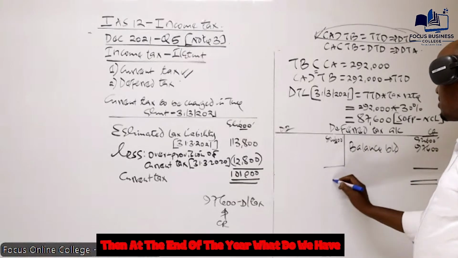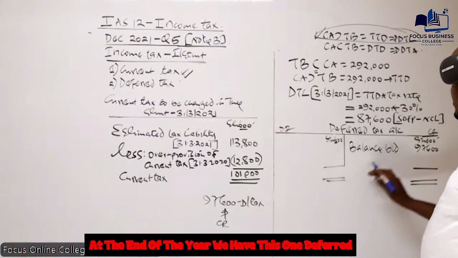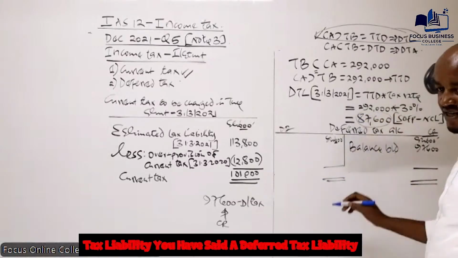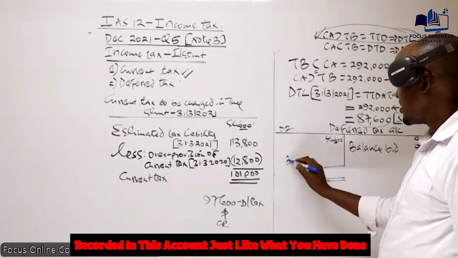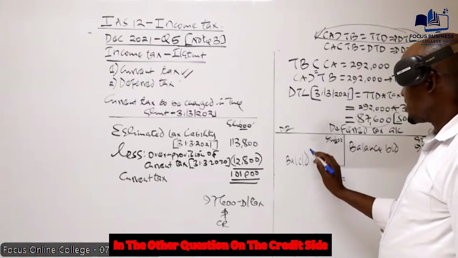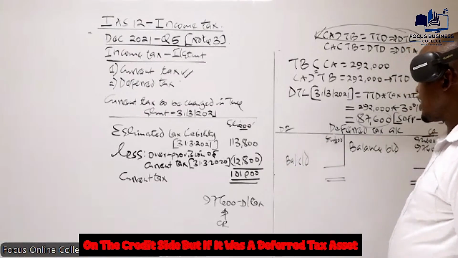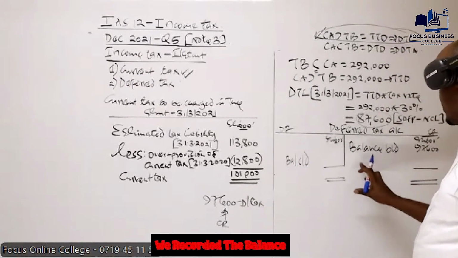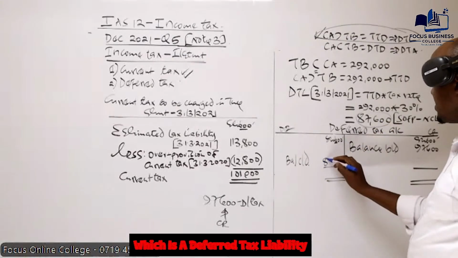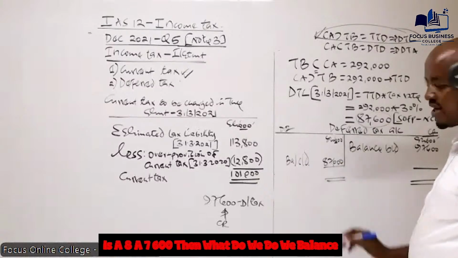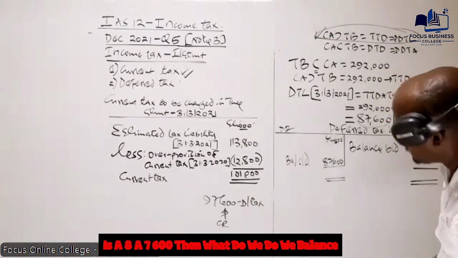Then at the end of the year, what do we have? We have the deferred tax liability. A deferred tax liability should be recorded in this account on the credit side, just like you did in the other question. But if it was a deferred tax asset, we would record the balance carried down here. So the balance carried down, which is the deferred tax liability, is 87,600. Then we balance our account.